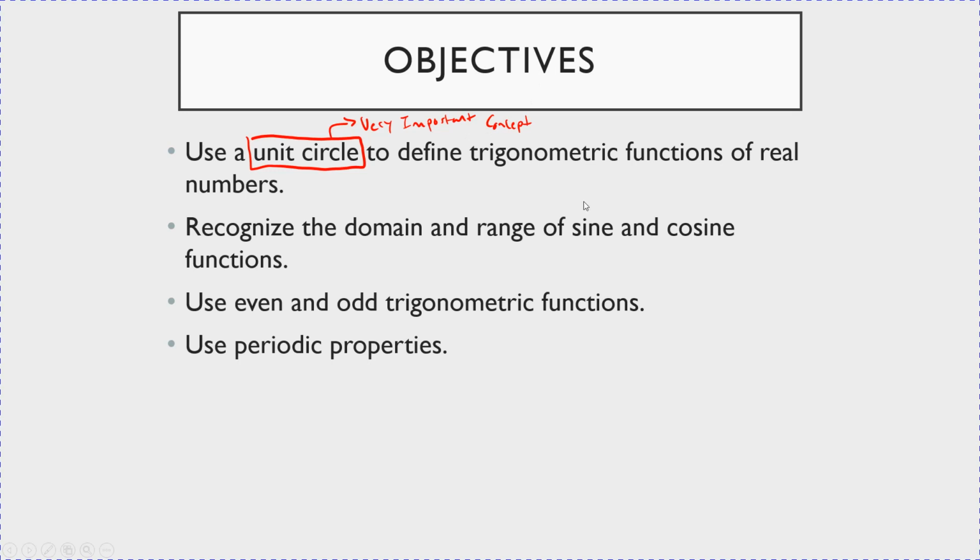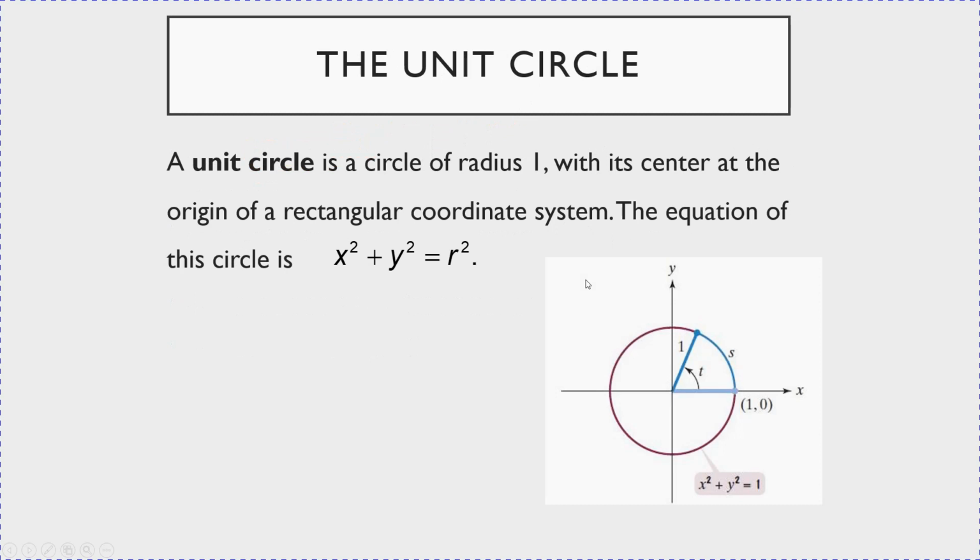Okay, so what exactly is a unit circle? Initially, a unit circle is an incredibly easy concept to understand. A unit circle is a circle of radius 1 with its center at the origin of a rectangular coordinate system. So it's centered at the origin, and it's just a circle that has radius 1, and this is what it looks like. The equation of this circle is x squared plus y squared is equal to r squared. But what did we say the radius was? It was 1 squared, so that's just x squared plus y squared is equal to 1.